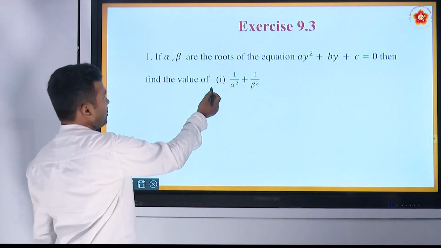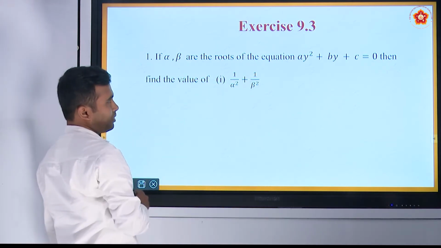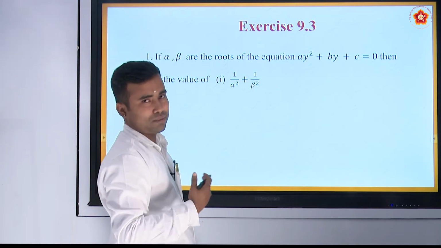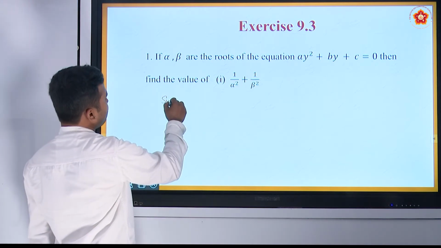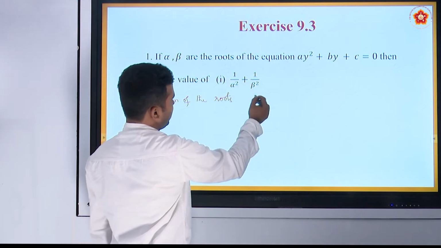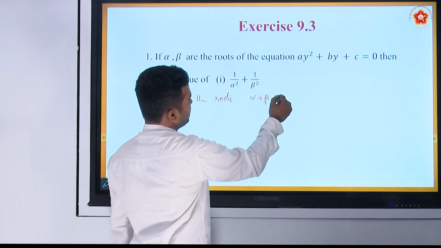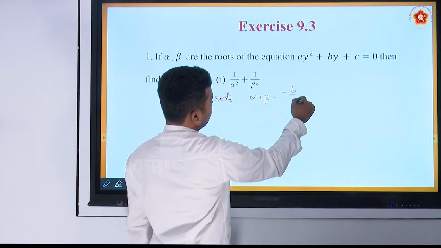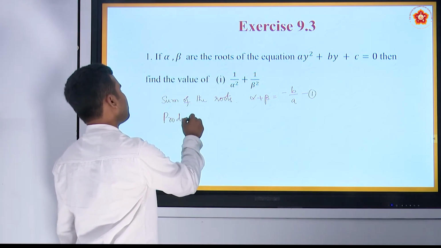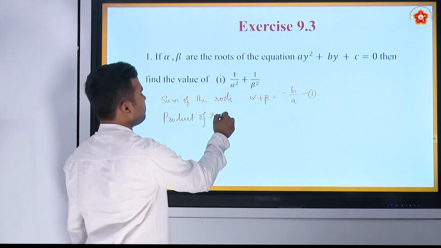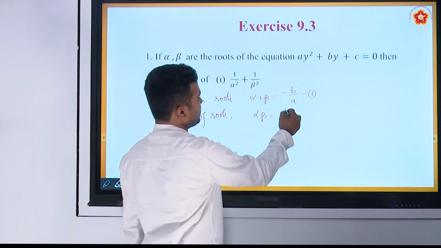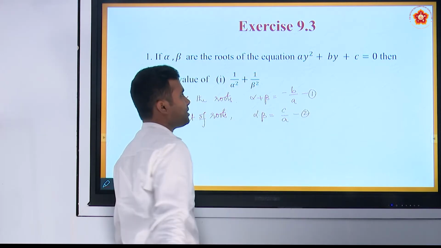You know that it is given that alpha and beta are the two roots of the given quadratic equation, so from this we can write the sum of roots as well as the product of roots. So the sum of the roots, alpha plus beta, is equal to minus b by a. I call it equation 1, and similarly the product of roots. So what is the product of roots? Alpha into beta is equal to c by a, and you can call it equation 2.